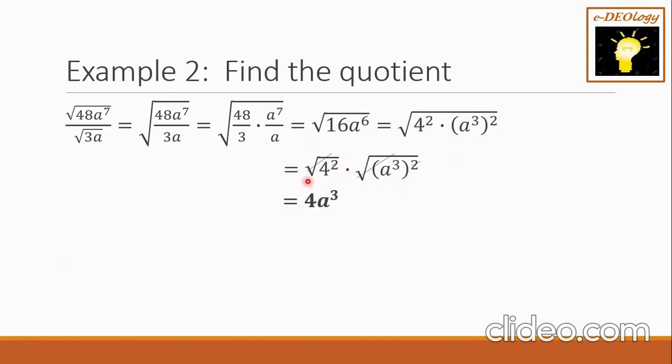And then we can now cancel the square root and the square in this first factor. So only the number 4 will come in the final answer. Also with the second factor, we cancel the square root, also the power 2, only the a cubed will come down here. So the final answer is 4a cubed.